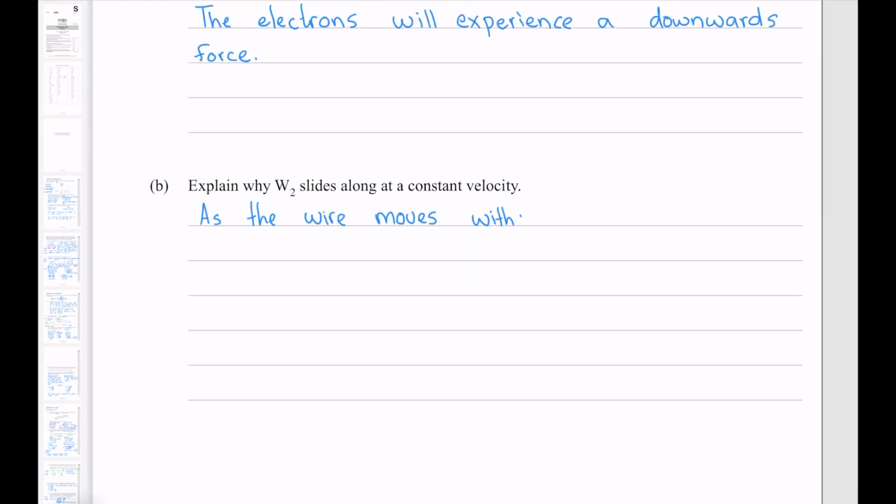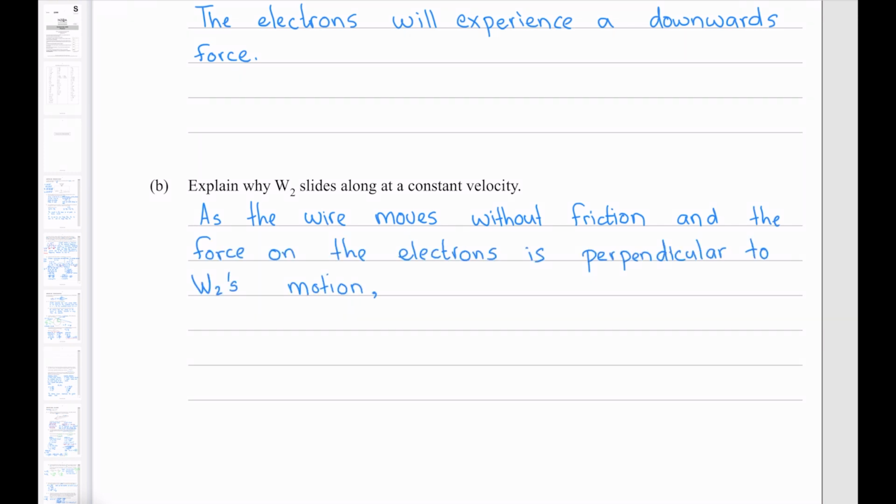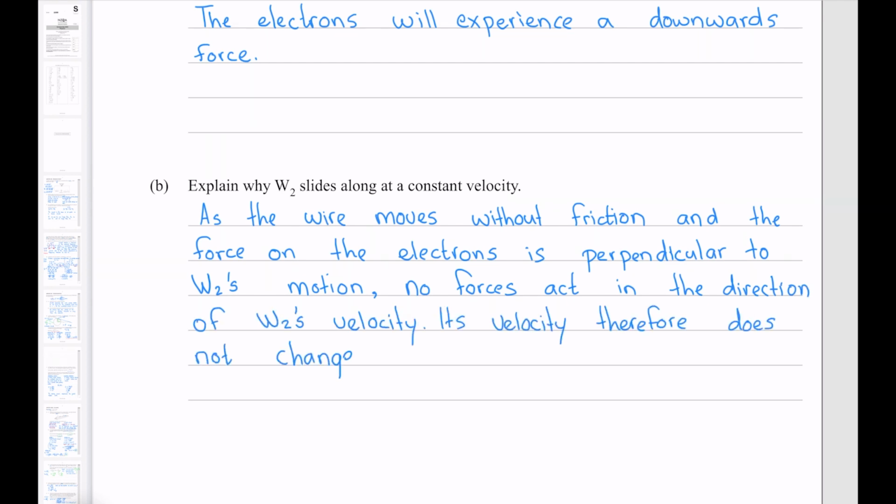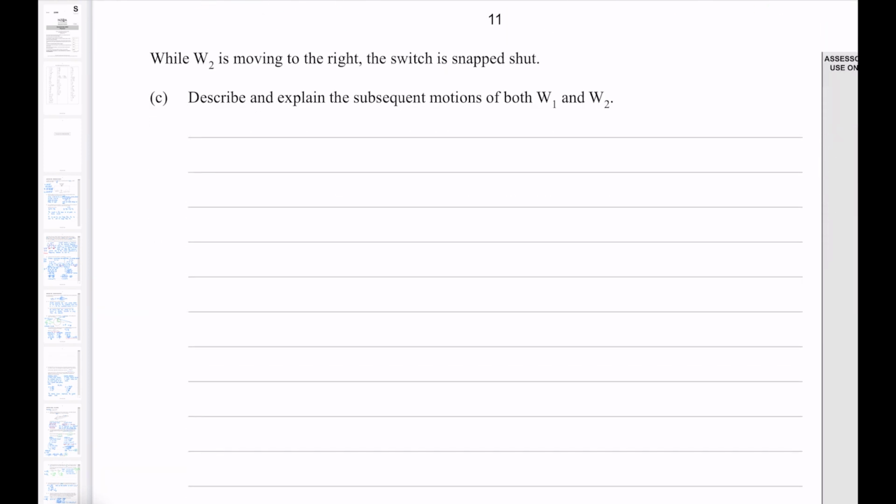As the wire moves without friction and the force on the electrons is perpendicular to W2's motion, no forces act in the direction of W2's velocity. Its velocity, therefore, does not change. While W2 is moving to the right, the switch is snapped shut. Describe and explain the subsequent motions of both W1 and W2.